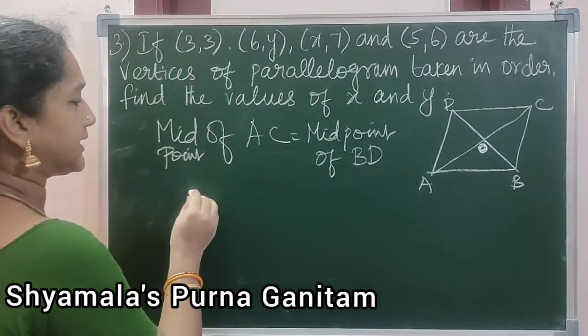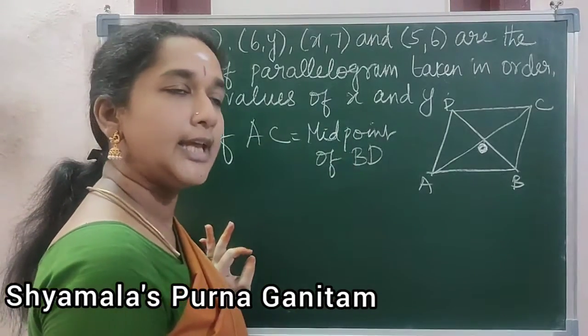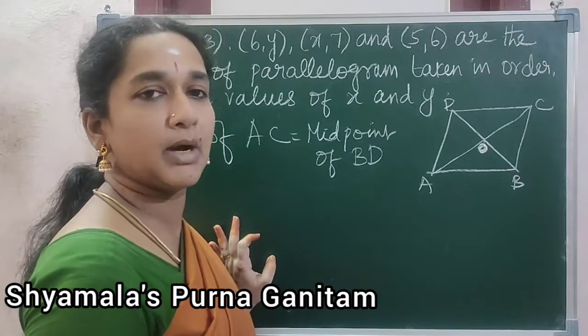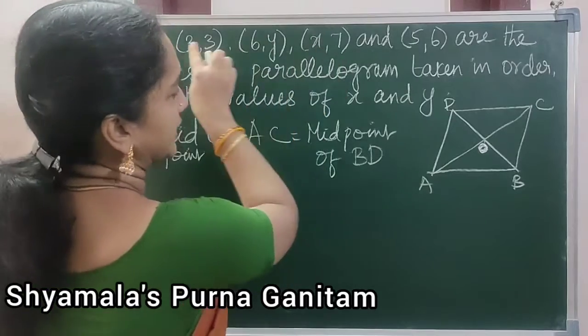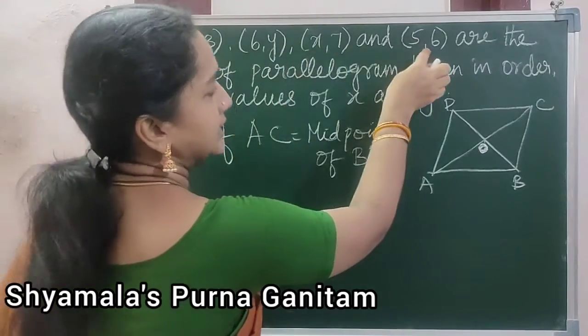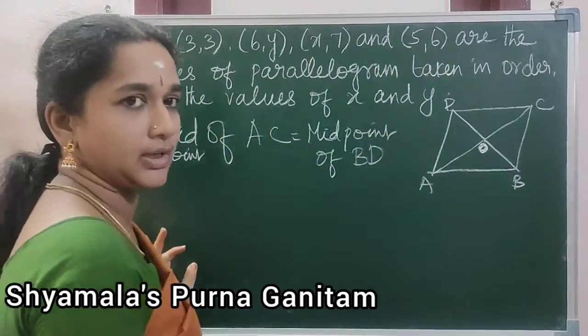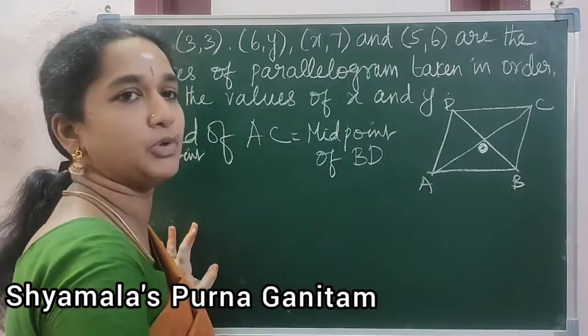So the midpoint of AC is, what is the midpoint formula? x1 plus x2 by 2, comma y1 plus y2 by 2. Simple formula only. So for A, and this is A, this is B, this is C, and this is D. That also you have to mention.